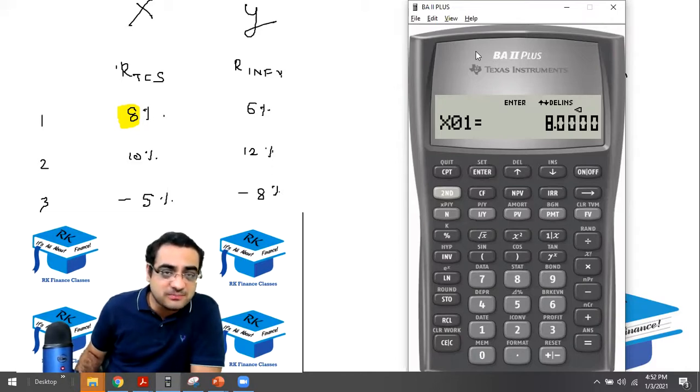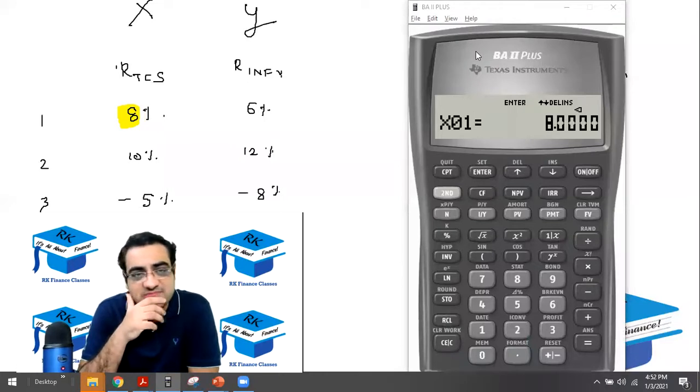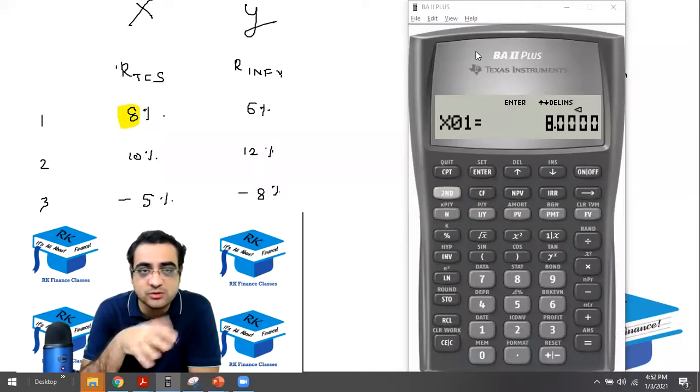Any doubts till here? Please raise hand. I repeat, any doubts till here? Please raise hand. No doubts? Pakka no doubts?